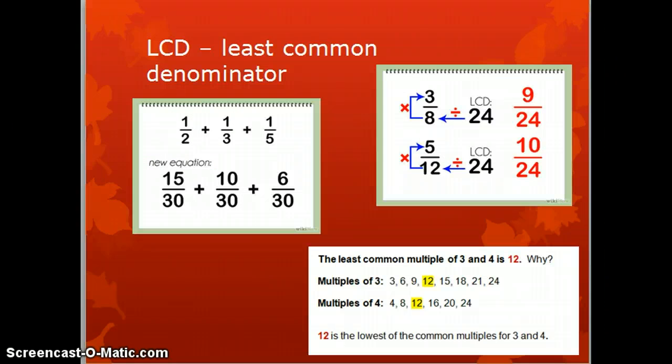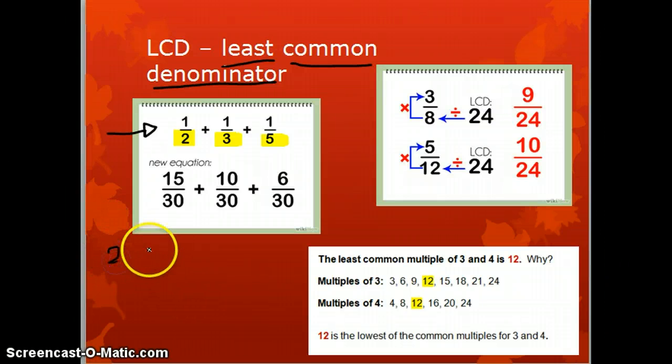All a least common denominator is, is the smallest number, that's why it's called the least, used in our denominator, the bottom half of our fraction, that is in common to all 2, 3, 4, however many fractions you have. So if we're looking at our left example, I have 1/2 plus 1/3 plus 1/5. Now I want to find the least common number that 2, 3, and 5 all have in common.